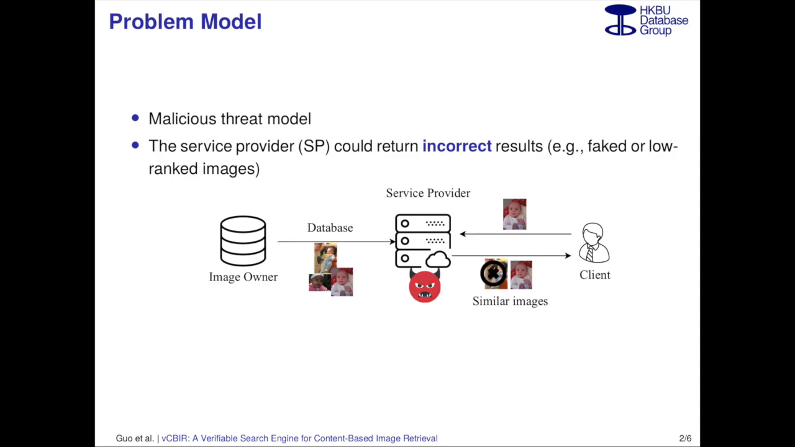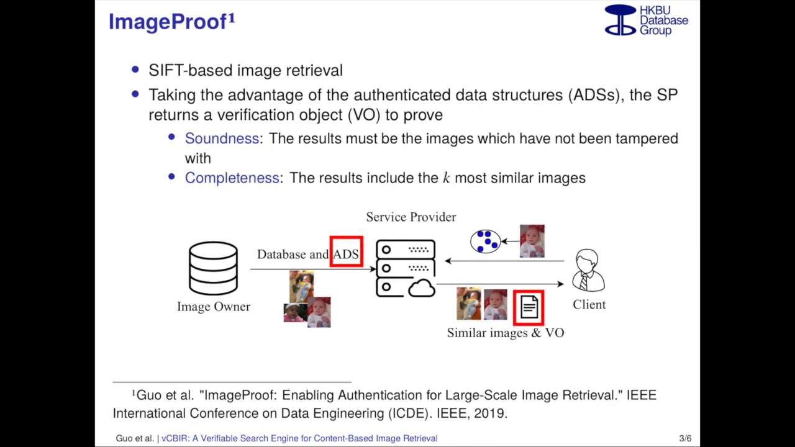In our demonstration, we consider a malicious threat model. The service provider could return incorrect results, for example, faked or low-ranked images. The core techniques used in our demonstration are from our previous paper, ImageProof, enabling authentication for large-scale image retrieval, which has been published at ICDE 2019.